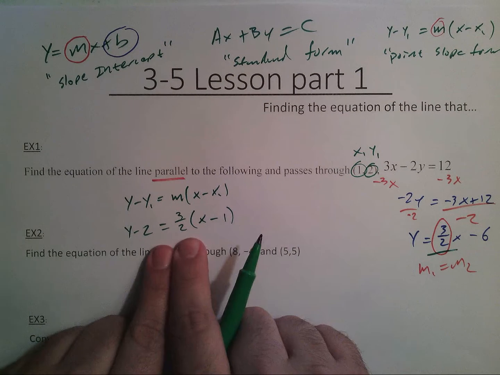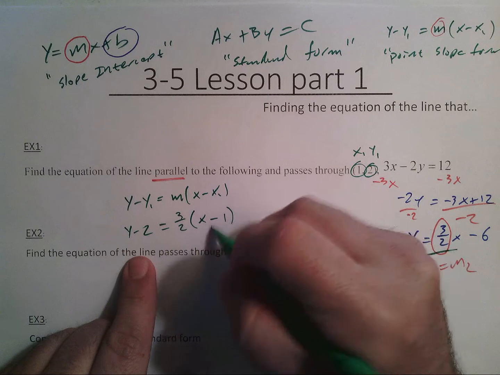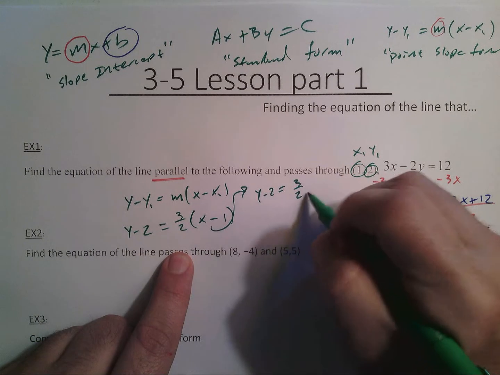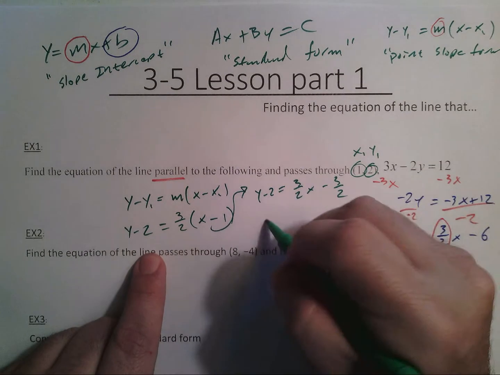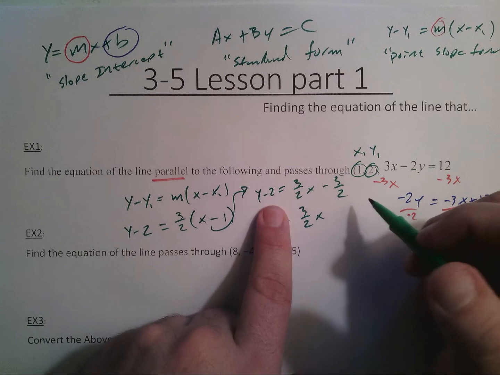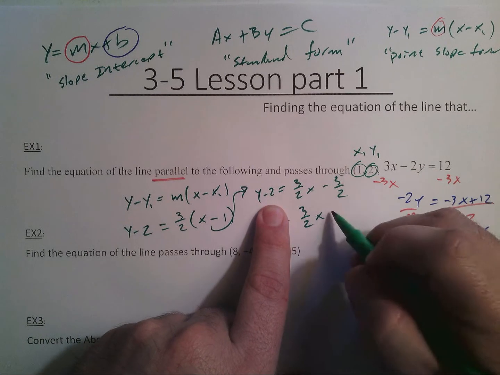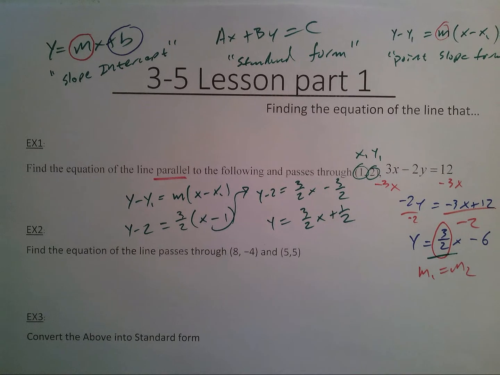Alright, so from here, I want to write it in slope-intercept form because that's standard. I'm going to distribute the 3/2 and then add 2 to both sides. So I'm going to get y minus 2 equals 3/2 x minus 3/2. Then I'm going to add 2 to both sides to get y is equal to 3/2 x. Let's see, 2 minus 3/2 is going to be 1/2. Alright, so that's the first part.